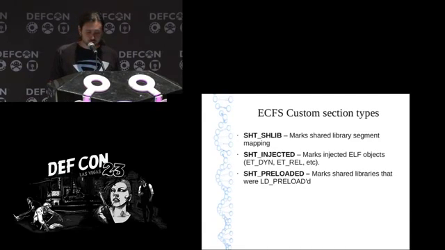But what's even cooler is if a shared library was determined by ECFS to have been injected unnaturally, such as by an attacker, it will actually mark it as injected. So you can just use readelf, look at the file, and be like, oh, this was injected. If it determines that a shared library was preloaded, then it will actually mark it as preloaded. So those are very handy for quickly identifying injection.